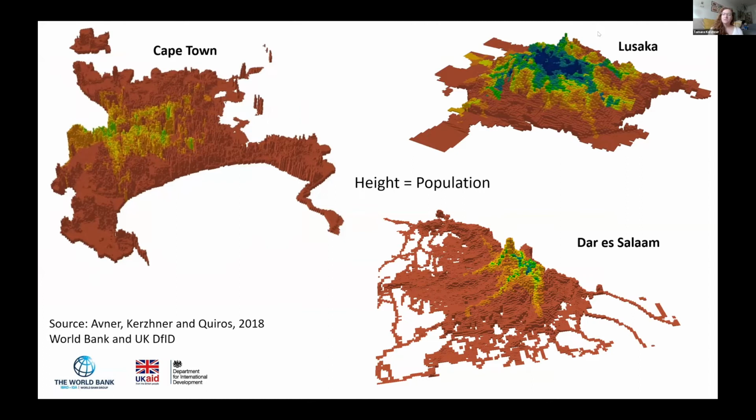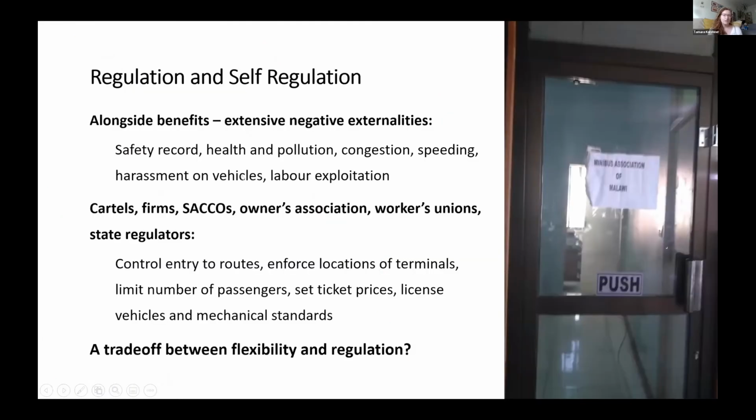And at the same time, some cities are doing better than others. So Lusaka in Zambia has seemingly a much stronger pattern of accessibility than, say, Dar es Salaam or Cape Town. And my research really is trying to understand why in some cases these networks are operating in a more efficient and more effective manner for more of the population across different cities. So I think it boils down to a notion that there's a trade-off in this sector between more regulation and more flexibility, right?